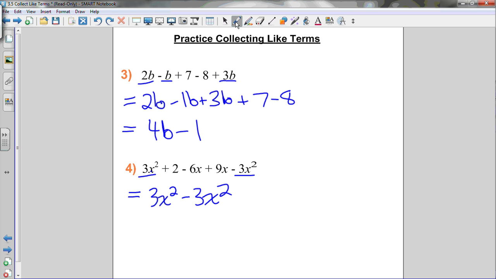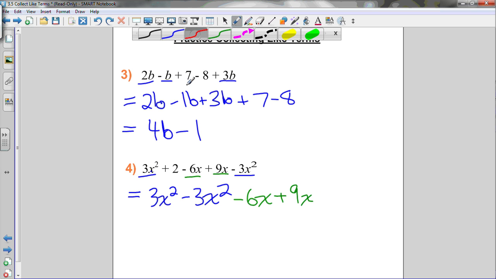And then I have a negative 6x and a 9x. Those have the exact same variables with the exact same exponents. I'll put those beside each other. Negative 6x plus 9x. And then lastly, my constant term always comes at the end. I have a plus 2. Okay? There are no other constant terms, so there are no like terms to that.